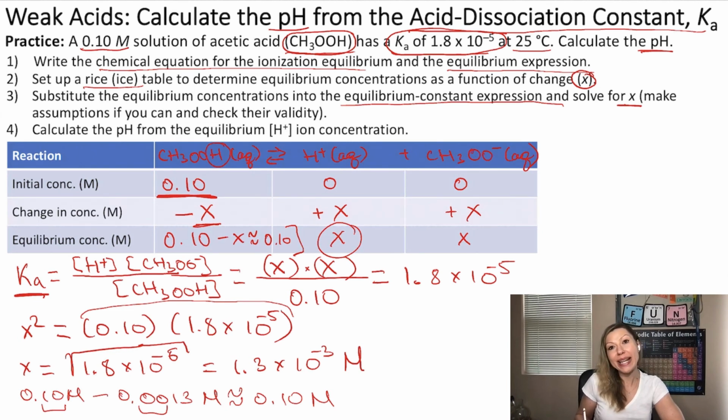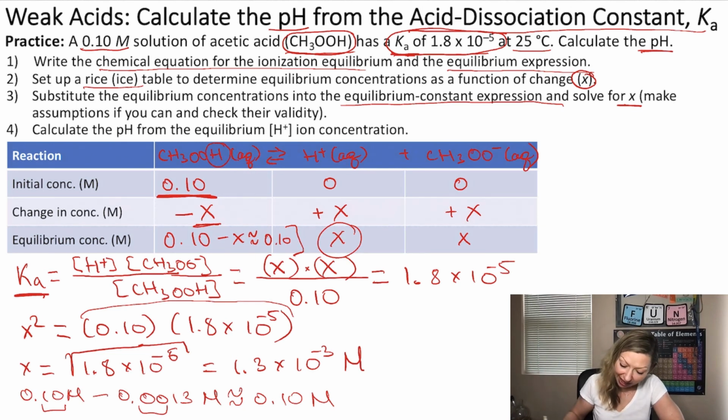By the way, you can make this assumption if your Ka, the acid dissociation constant, is a small number, because when Ka is a small number, I have a very weak acid which only very slightly dissociates, so my x is going to be a teeny tiny value.